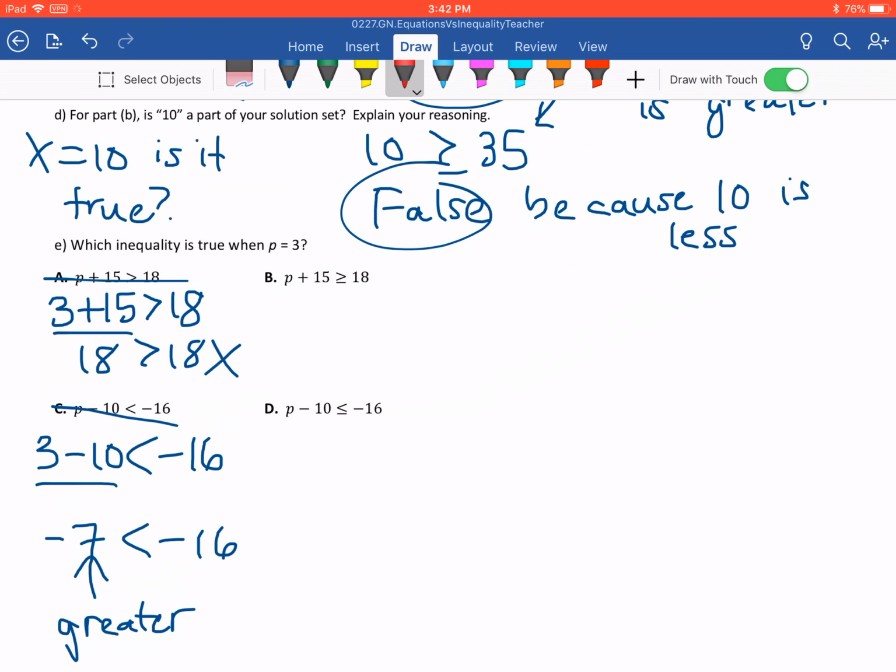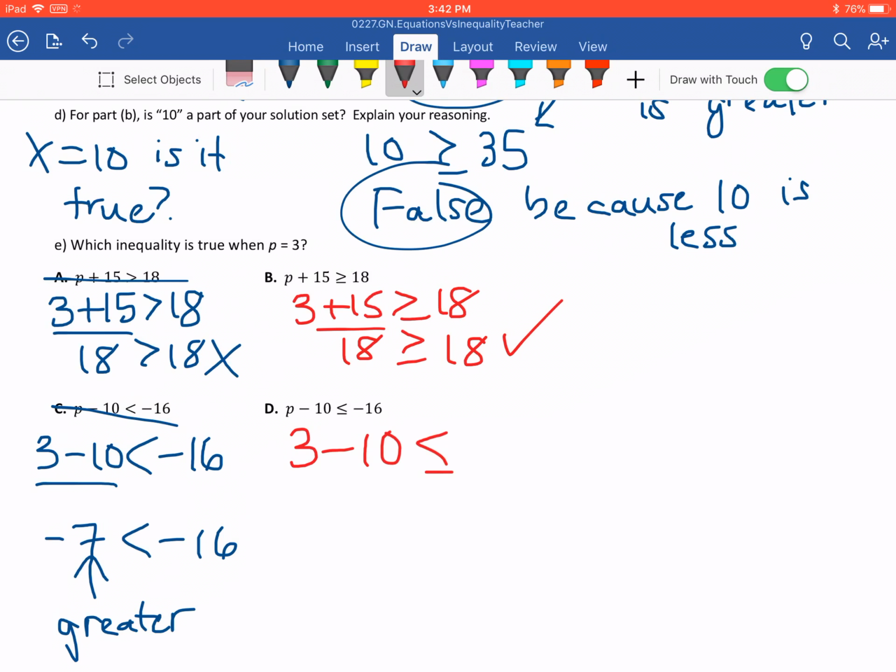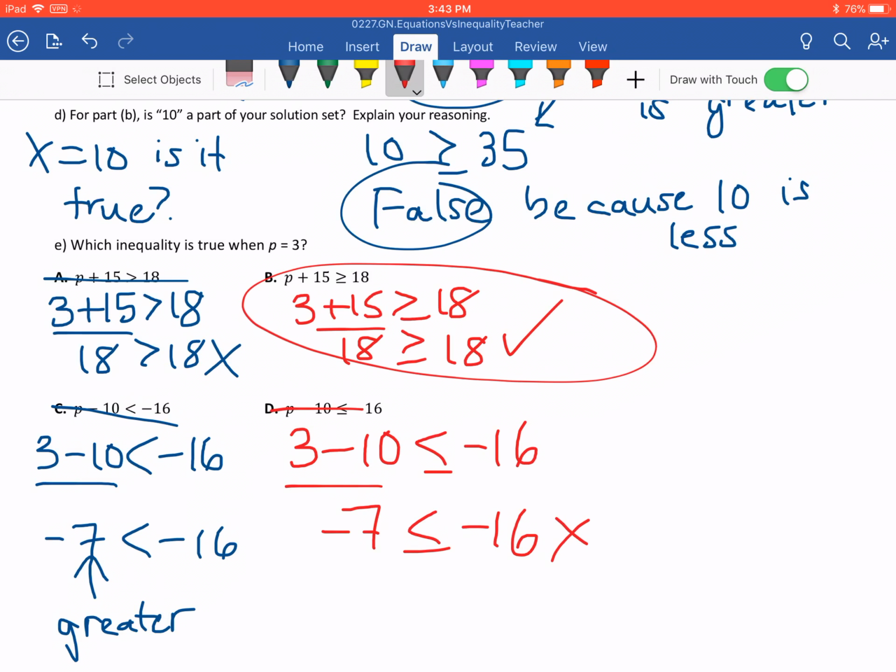All right, question B, we have 3 plus 15 is greater than or equal to 18. So this is actually the exact same thing, but now it has the line. Because it has this little line here, that actually means now this one is true because 18, it's not greater than 18, but it is equal. And we can double check with this one just to make sure. 3 minus 10 is less than or equal to negative 16. Gives me negative 7, which is still false. So we should have gone with B.